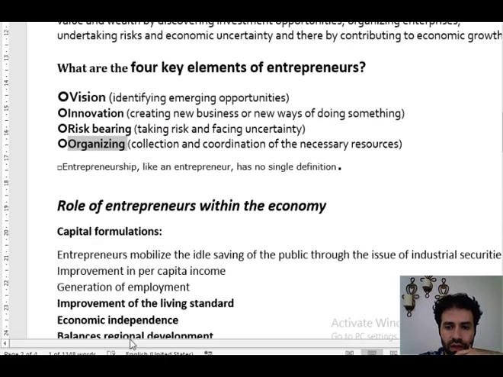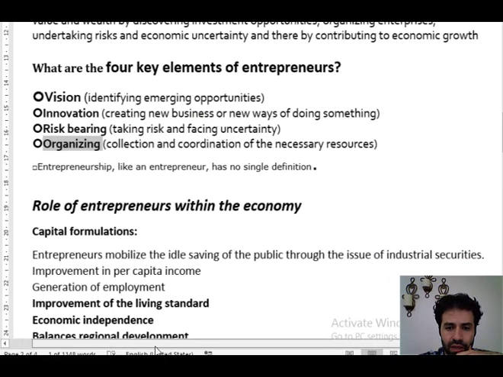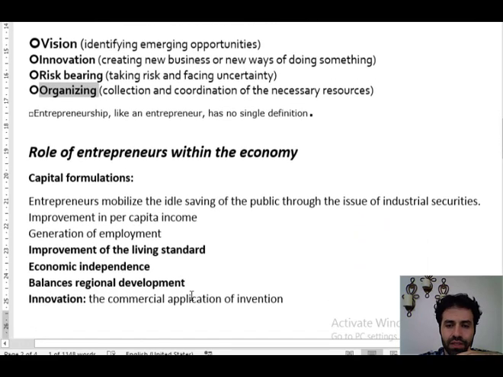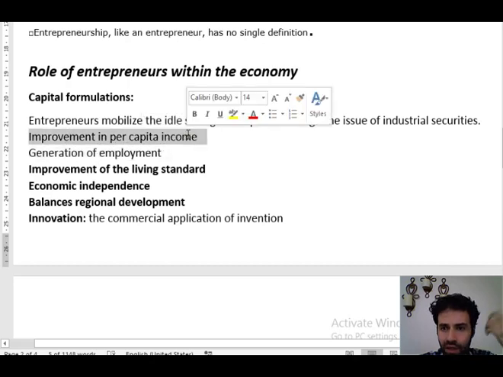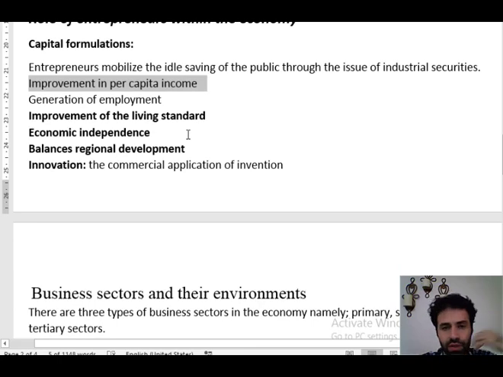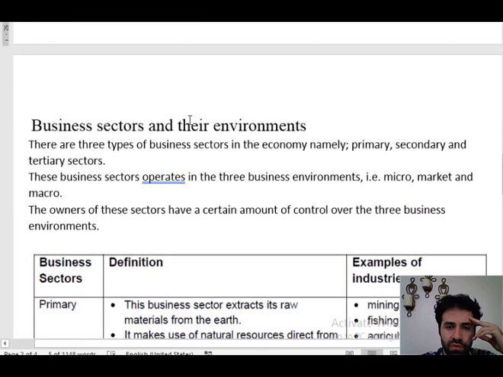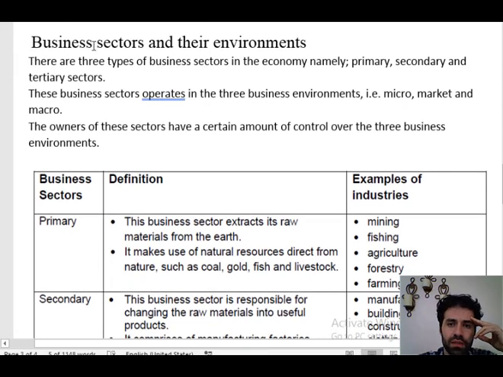So the role of entrepreneurs within the economy, as I told you: they create great services, they create job opportunities, they innovate, they generate employment, they improve the per capita income. You can write whatever you remember. You don't need to write whatever you understand. Actually, I don't need you to memorize this file word by word. Now let's talk about the business sectors and business environments.